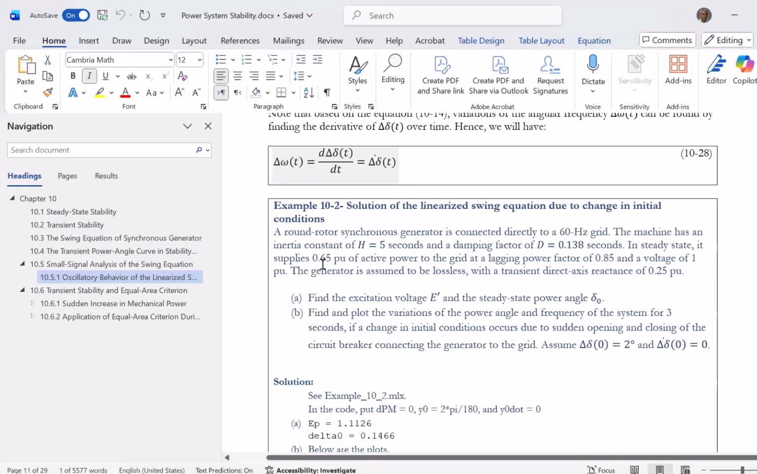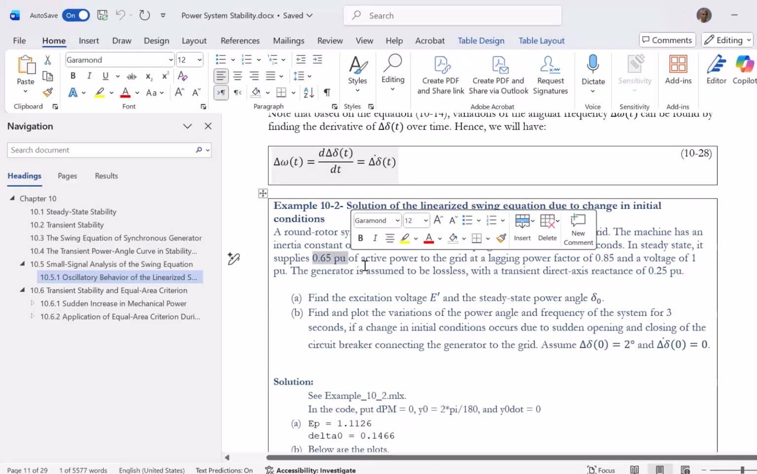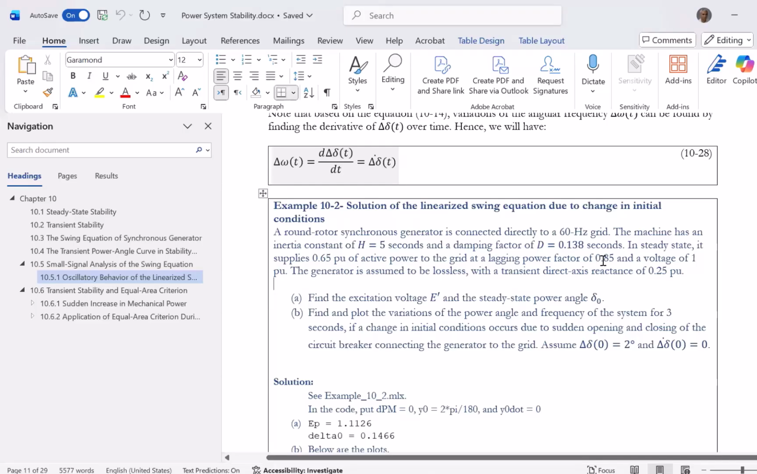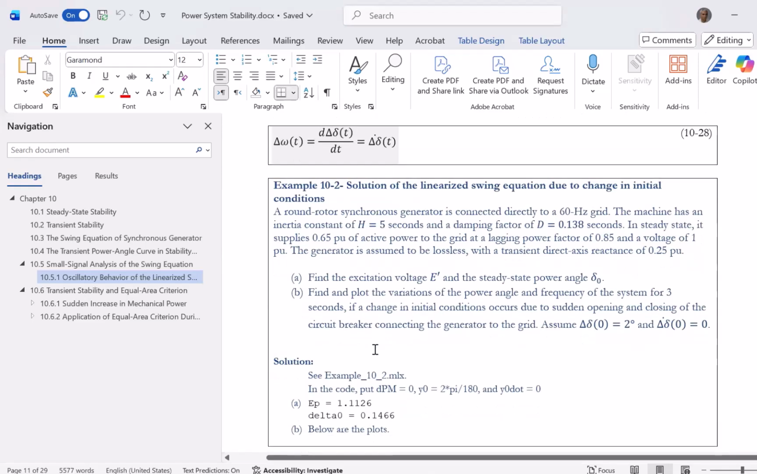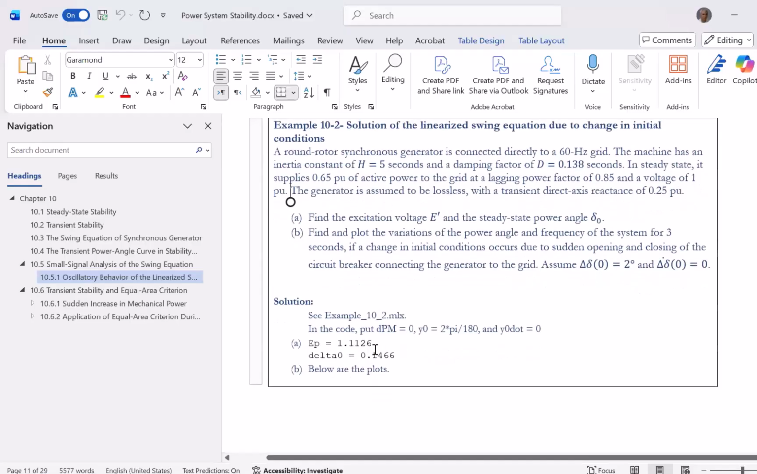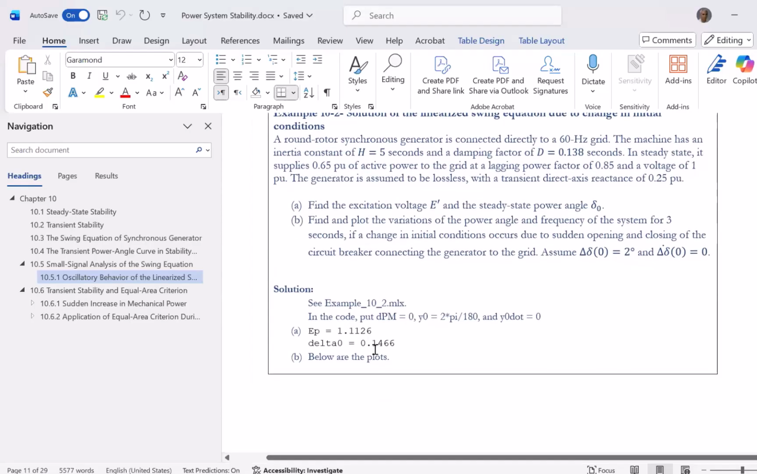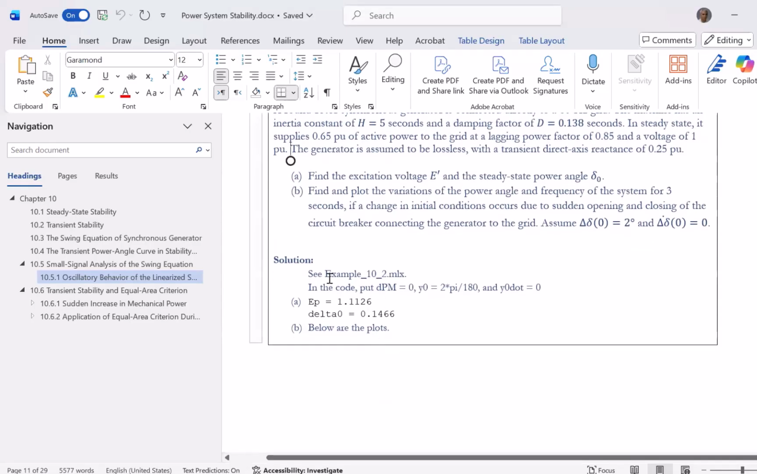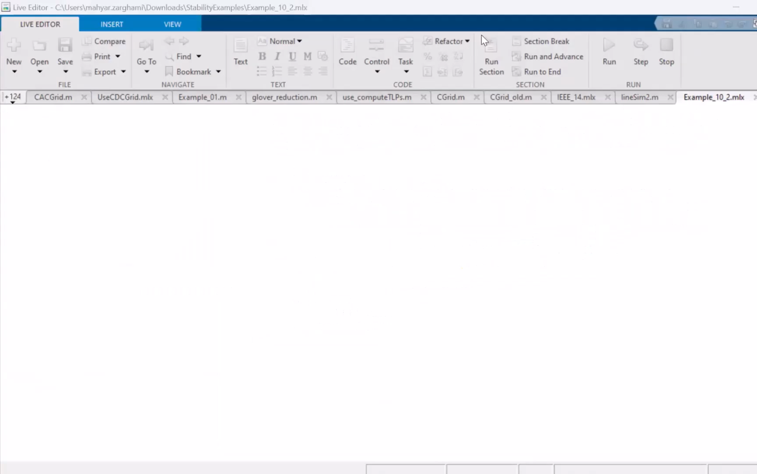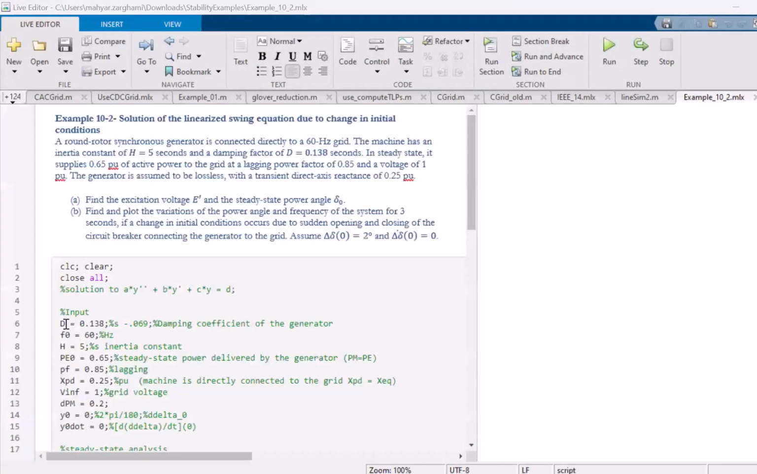In a steady state, it supplies 0.65 per unit of active power at a lagging power factor of this much and a voltage of that much. The generator is assumed to be lossless with a transient direct reactance of 0.25 seconds. And find the excitation voltage and the steady state power. Find a plot and so on and so forth. So it's referring you to example 10.2. Okay, so this is the problem statement.